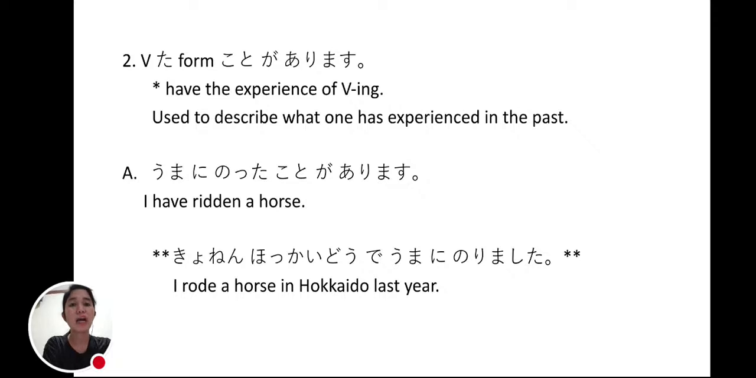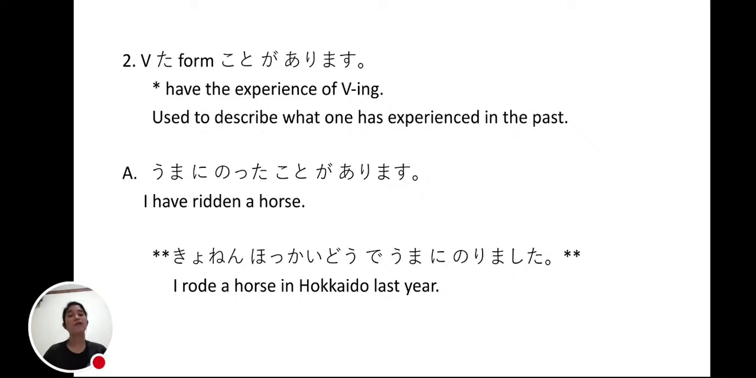So this means you have the experience of V-ing, if you remember your English lesson, the gerund. Have the experience of doing something. And this is used to describe what one has experienced in the past. Okay, yung mga na-experience nyo, minasan. For example, nakapag-ano ka before, nakaakyat ako ng bundok, nakasakay ako ng kabayo, no? Nakapunta ka sa Japan, ganon.